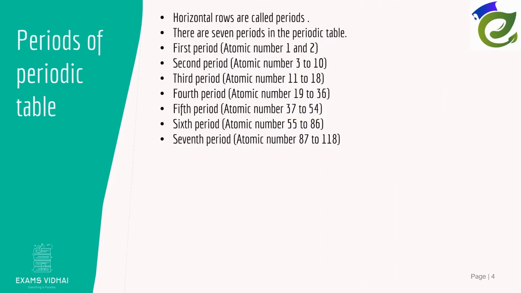Periods of the periodic table. Horizontal rows are called periods. There are 7 periods in the periodic table. The first period contains atomic numbers 1 and 2. The second period contains atomic numbers 3 to 10. Like this, the third, fourth, fifth, sixth, and seventh periods in total contain atomic numbers from 11 to 118.